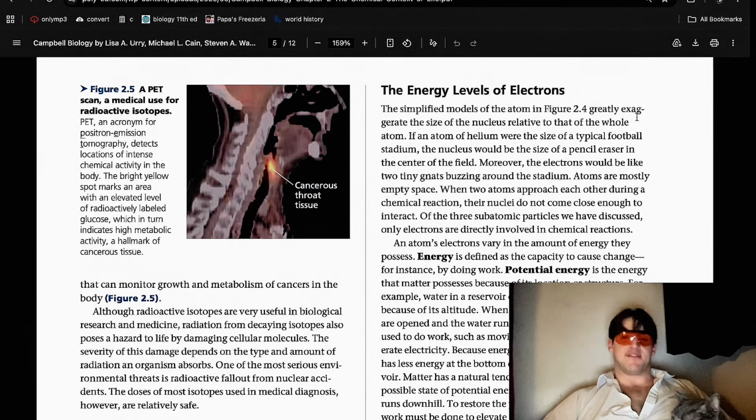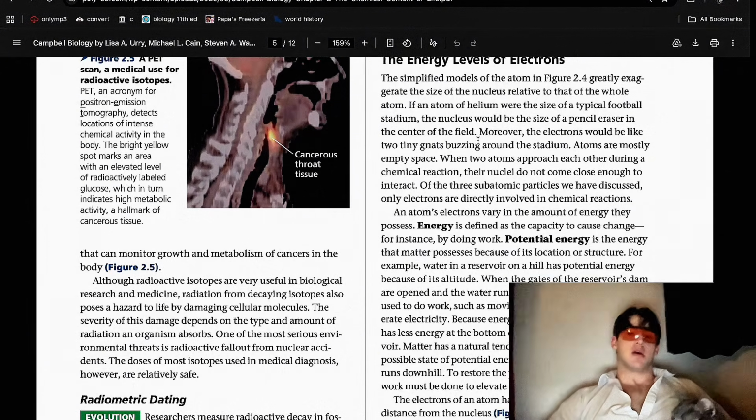Simplified models of the atom in figure 2.4 greatly exaggerate the size of the nucleus relative to that of the whole atom. If an atom of helium were the size of a typical football stadium, the nucleus would be the size of a pencil eraser in the center of the field. So the field in which the electrons revolve around the nucleus would be the rest of that football field. Moreover, the electrons would be like two tiny gnats buzzing around the stadium. Are you serious?